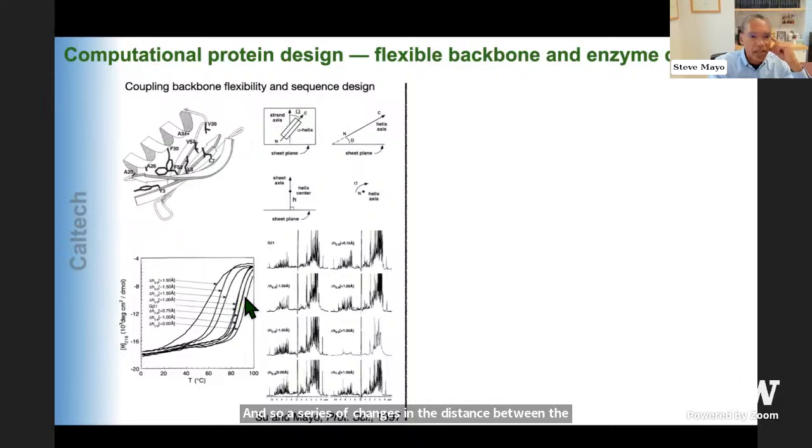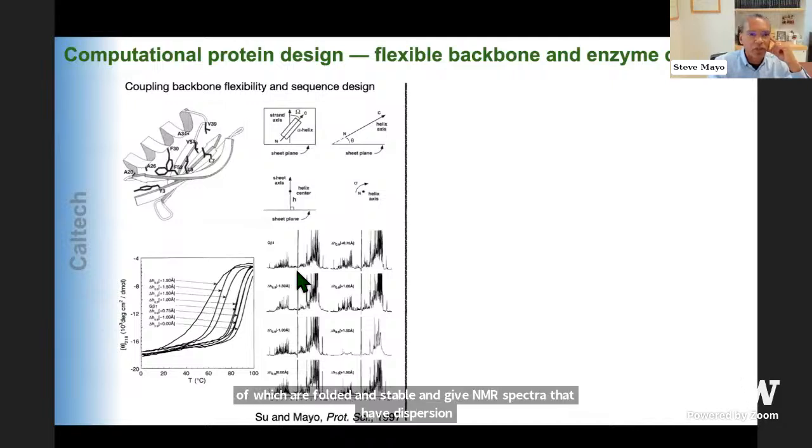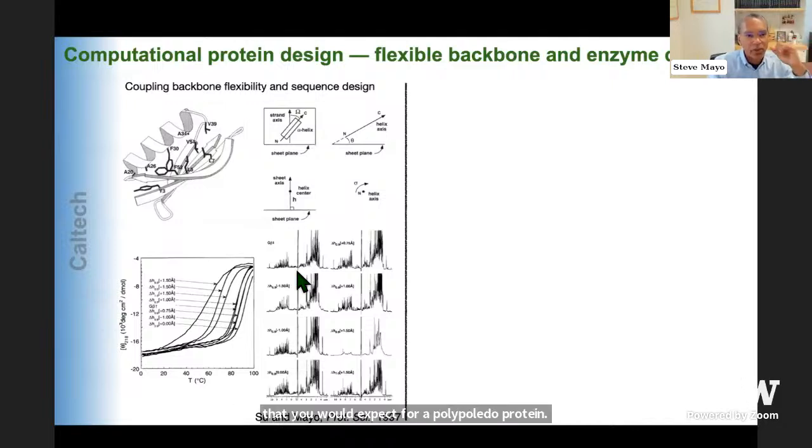And so a series of changes in the distance between the helix and the sheet resulted in various designs, all of which are folded and stable and give NMR spectra that have dispersion that you would expect for a fully folded protein. And the one point I really want to emphasize here is that for flexible design, the flexibility and the sequence design are not fully integrated. So you do flexible design, and then with that new fixed backbone, you do sequence design. And so there's this tight reliance on having to go back to do a fixed backbone sequence design, even if you're doing flexible design.